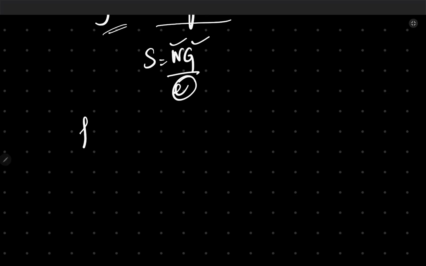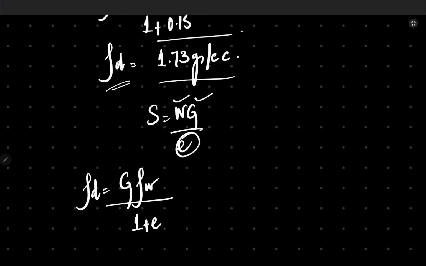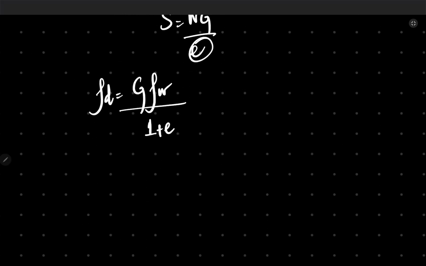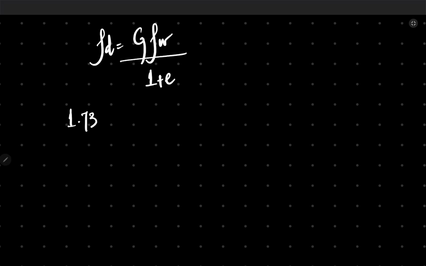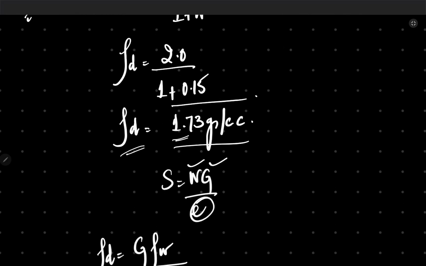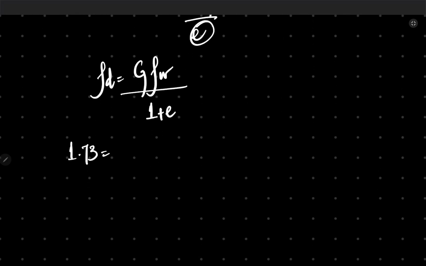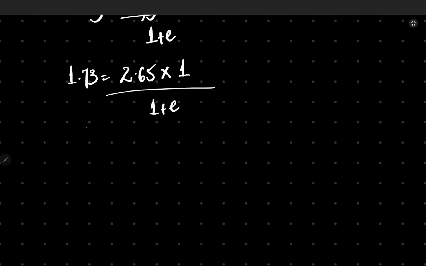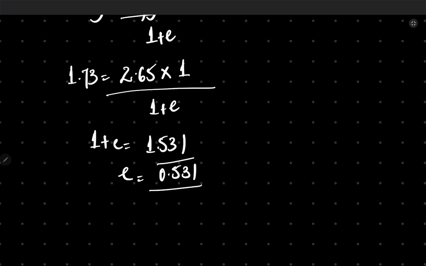Dry density is also given by this equation, G rho W divided by 1 plus e. Dry density we have calculated, it is 1.73 grams per cc. So here it will become 1.73. G as per the question is 2.65, the specific gravity of the soil solid particles. Density of water is 1 gram per cc, divided by 1 plus e. e we have to find. We are doing everything for just having our void ratio. 1 plus e is equal to 1.531. That means e is equal to 0.531.